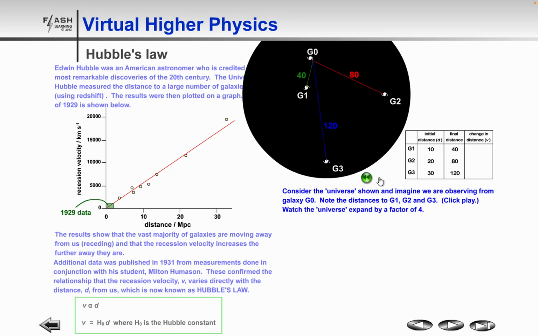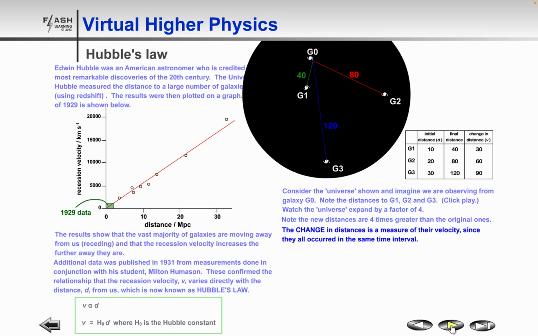If the whole universe is expanding rather than just an explosion from a single point, then what we find is that after a certain unit of time, Galaxy 1, which started 10 away, is now 40 away, and 80 and 120 for the other two galaxies. So their change in distance is 30, 60, and 90. But a change in distance in a unit of time is a speed.